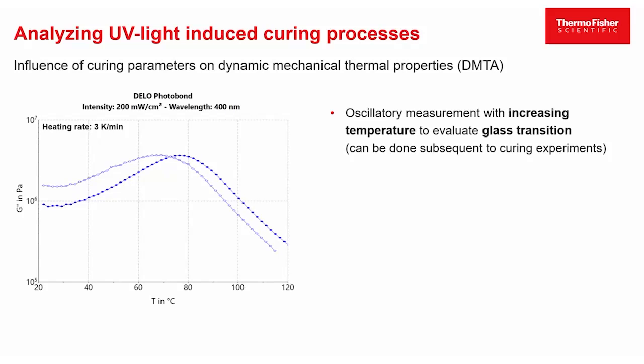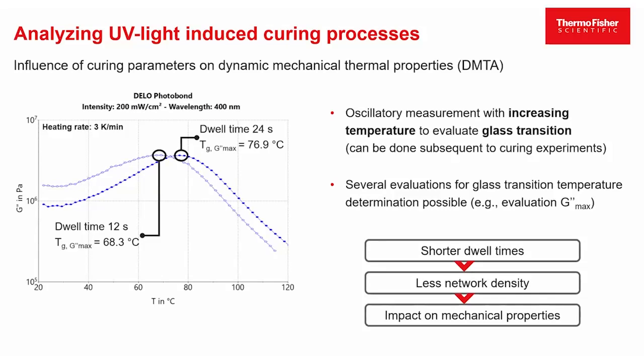For many applications, the thermomechanical properties of a sample are of great interest. When using appropriate temperature control, those properties can be investigated subsequent to a curing experiment. Here we used another photobond sample and cured them at different dwell times using an intensity of about 200 milliwatt per square centimeter. Such dynamic mechanical thermal analysis tests can be done by increasing the sample temperature to evaluate, for example, the glass transition.